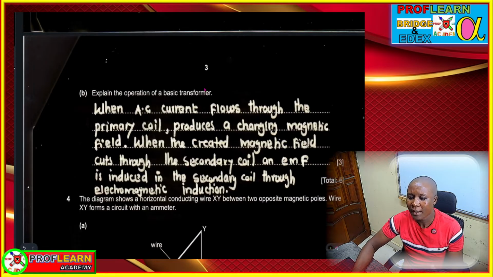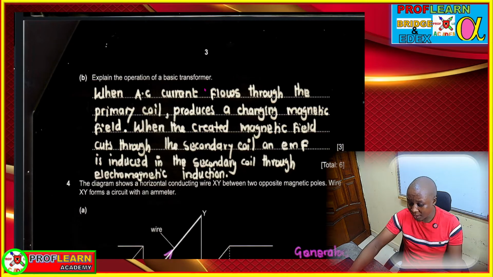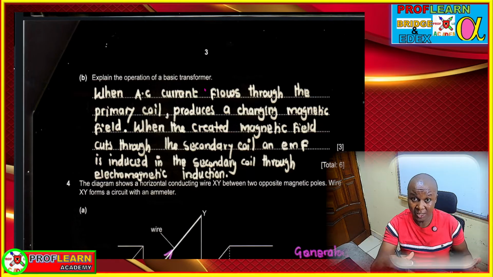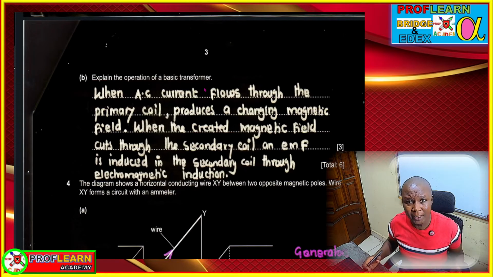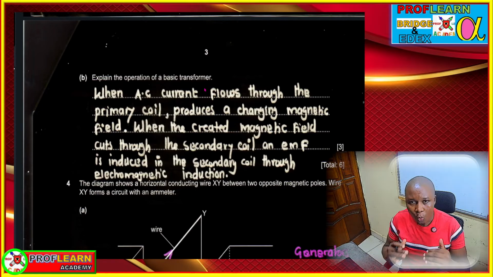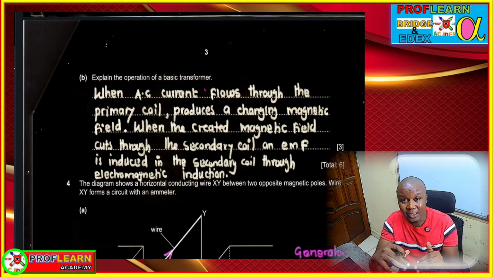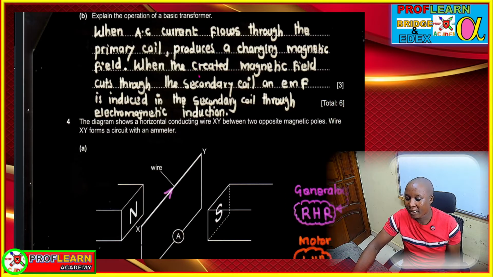Explain the basic operation of a transformer. A transformer is made of what? Coil and a soft iron core, because a soft iron core is easily magnetized and demagnetized. So the basic operation of this transformer is that when alternating current flows through the primary coil, that alternating current creates magnetic fields which are constantly changing size and direction. When those fields cut through the secondary coil, an EMF is induced in the secondary coil, thus making current to flow.